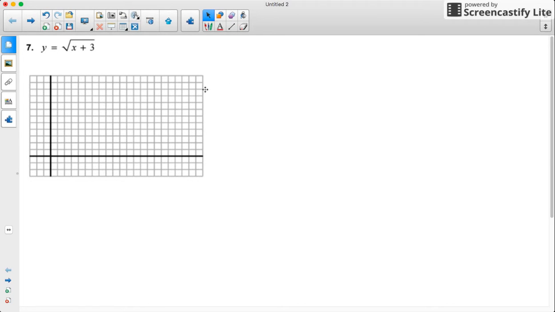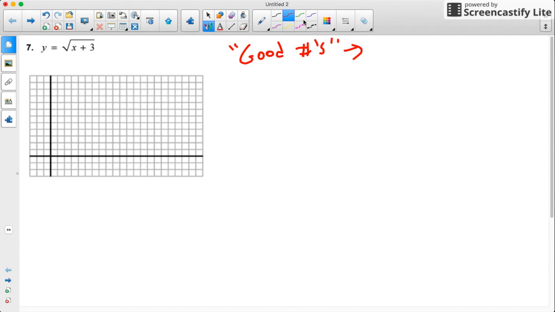Hey everyone, for this problem here we want to graph this square root function. We have y equals the square root of x plus 3. And in order to graph this, we're going to have to do a little bit of strategic picking of our x values. We had talked about in class picking good numbers, we called them, for our x values. And just as a reminder, our good numbers is a number for x. Let me write this down as I go here.